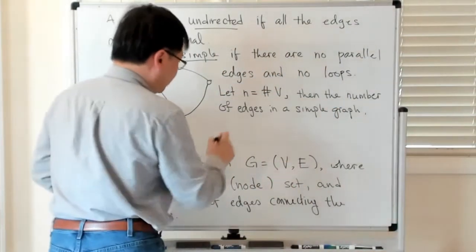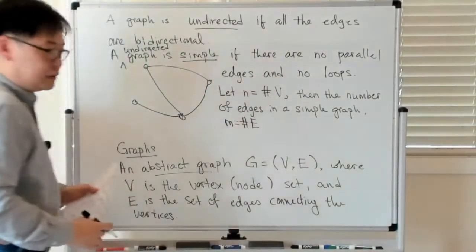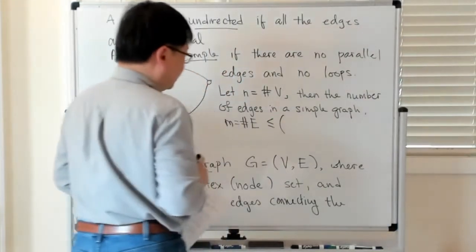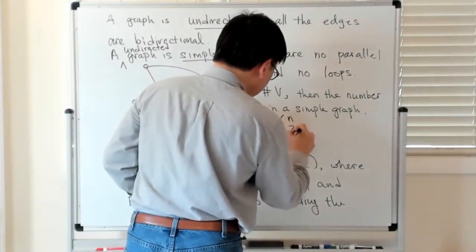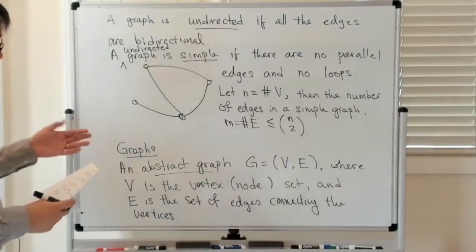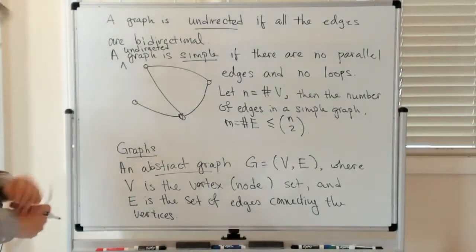Let's denote that number m. That's the number of edges. So this is going to be bounded from above by the following number: n choose 2. That's the maximum number of edges you can have in a simple graph.